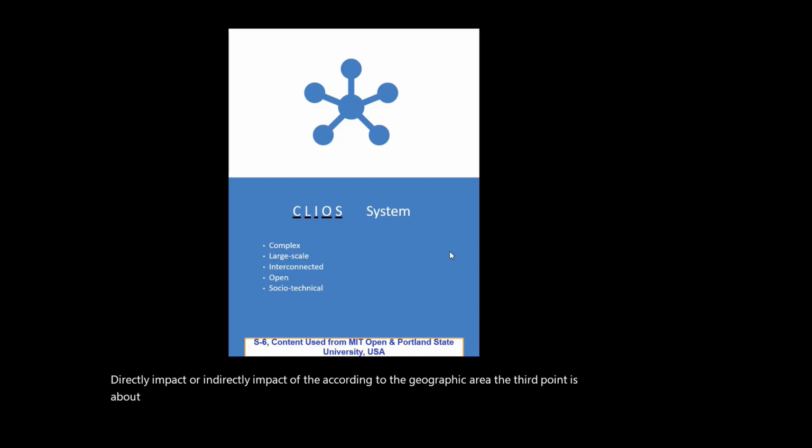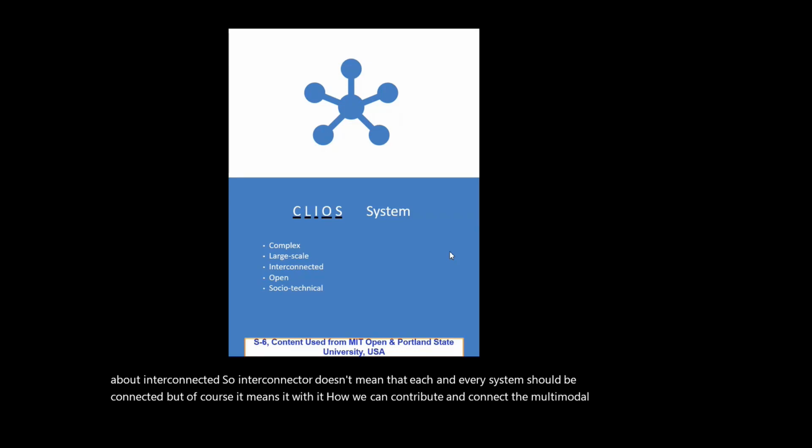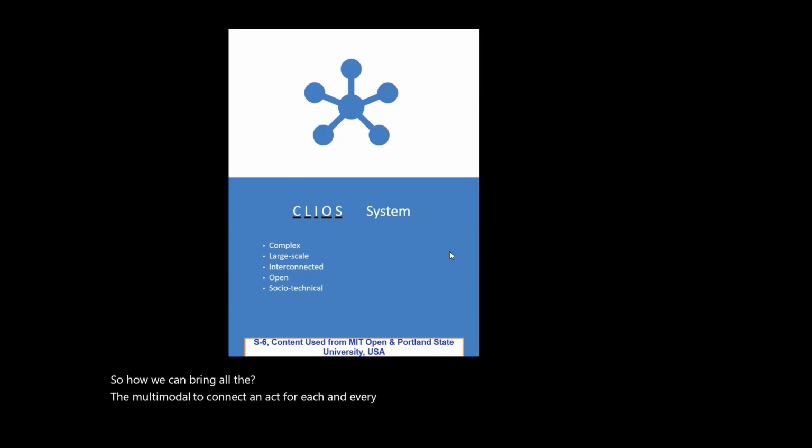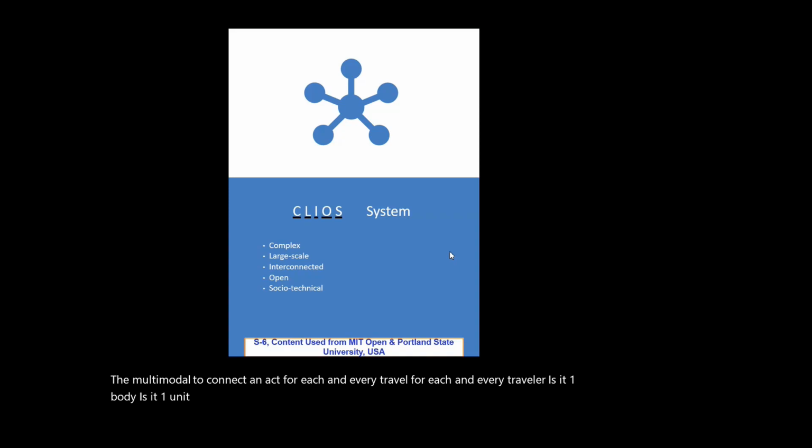The third point is interconnected. Interconnected doesn't mean that each and every system should be connected, but it means how we can connect the multimodal, which consists of all modes, as we already discussed in the very early lecture. So how we can bring all the modes together to act, for each and every traveler, as one body, one unit, and that should be open.